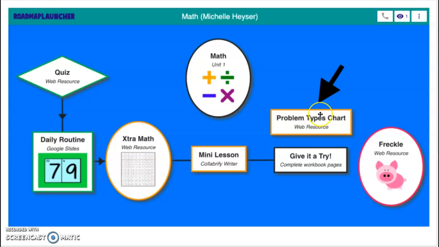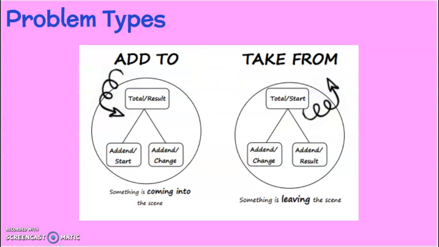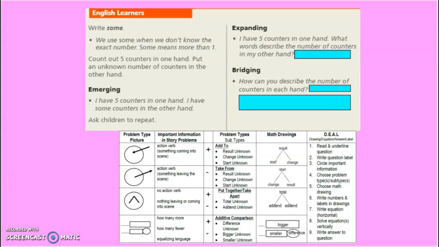Remember that these problem type charts and the DEAL steps to look at as you solve your problems are right here in your roadmap. So if you need these to look at, go ahead and use those. Again, we're going to be looking at add to and take from problems today, with the start, the change, or the result unknown.